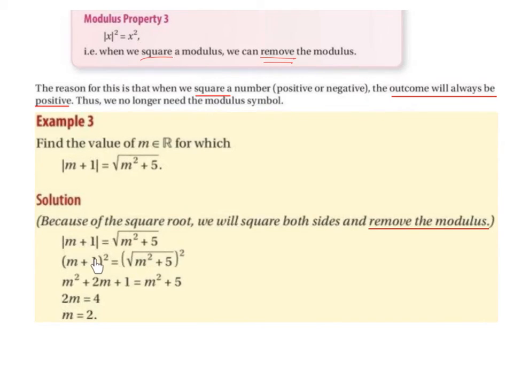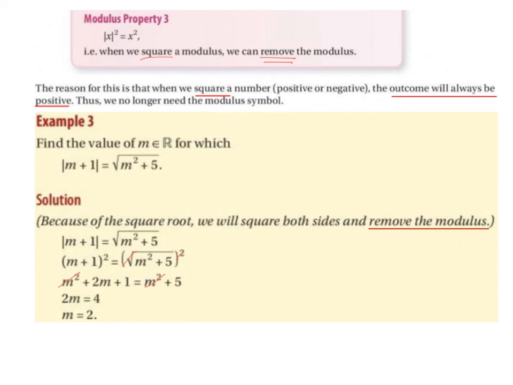So m plus 1 squared becomes m plus 1 by m plus 1, which is m squared plus 2m plus 1. And squaring a square root, they just cancel out. So we just bring down the m squared and the plus 5. So m squareds on both sides will cancel out, leaving us with 2m plus 1 is equal to 5.